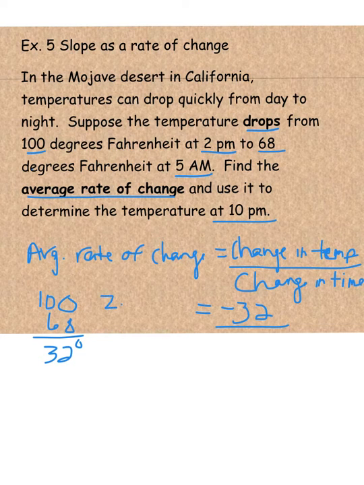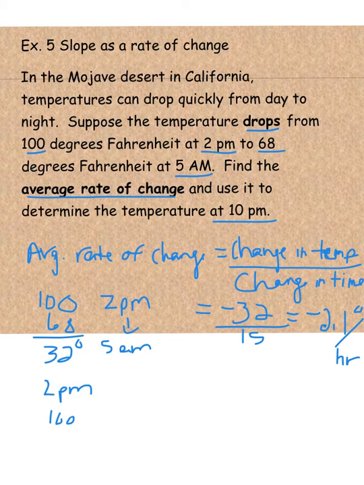So from 2 p.m. to 5 a.m., that is 15 hours. This gives us a slope or average rate of change of -2.1 degrees Fahrenheit per hour. So now we're going to use that to figure out what the temperature will be at 10 p.m. At 2 p.m., we're at 100 degrees. And we want to know what the temperature will be at 10 p.m.